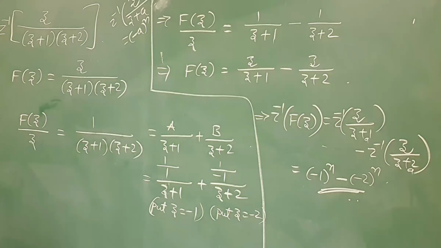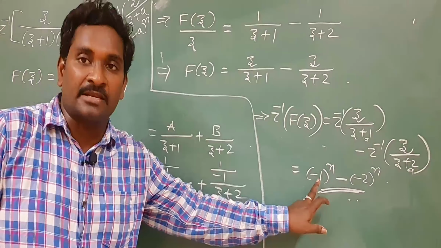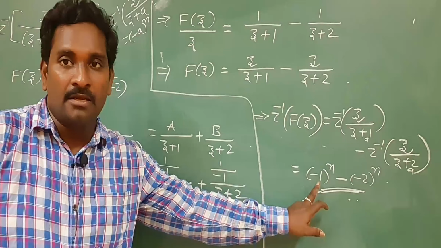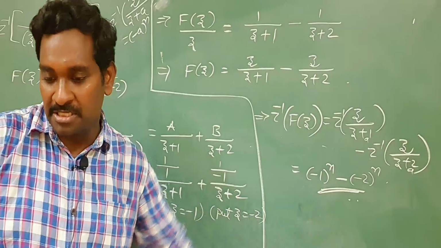Don't forget one important point. If you find the inverse Z transform of a function of z, the result should be in terms of n. Don't forget that. I will give some more examples now, please see.